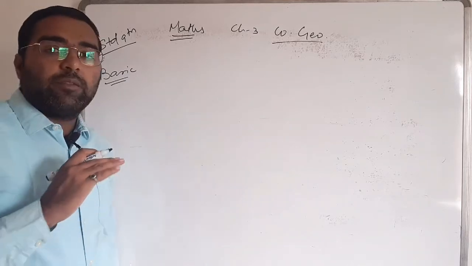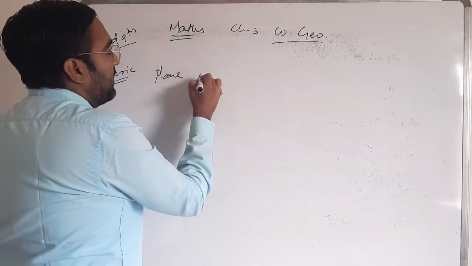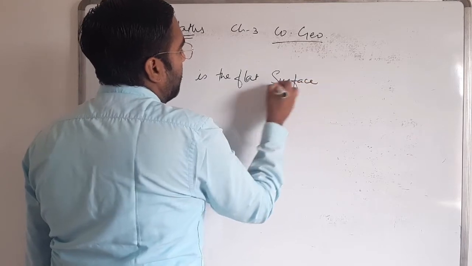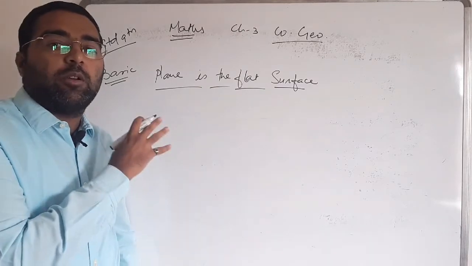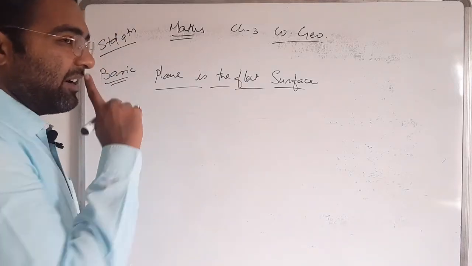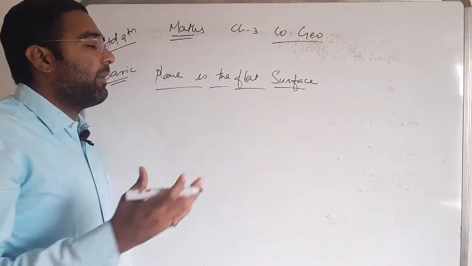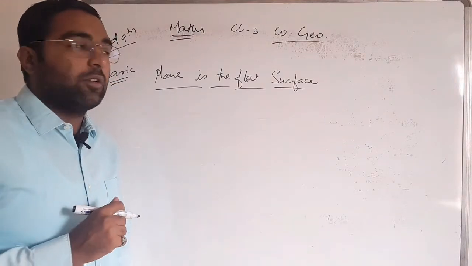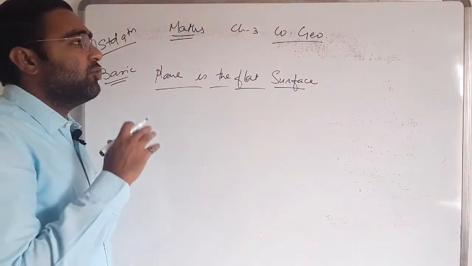Plane is a flat surface. This board is known as a flat surface. This is the plane. Now, when I draw anything, that is a circle, line segment, or any shape in this plane.